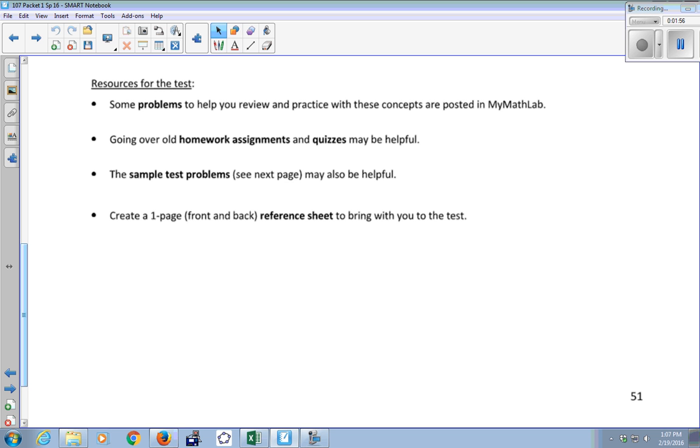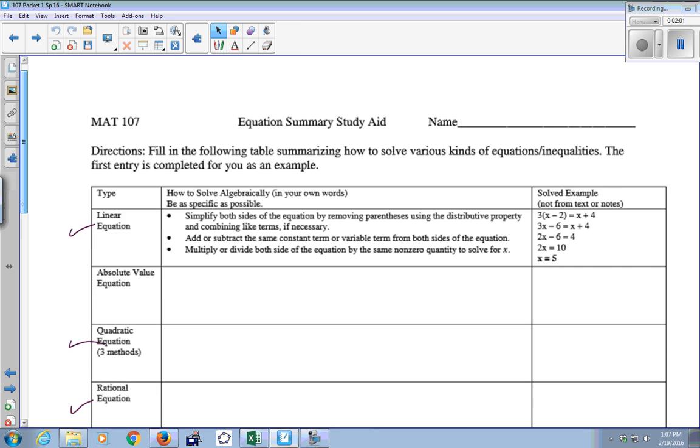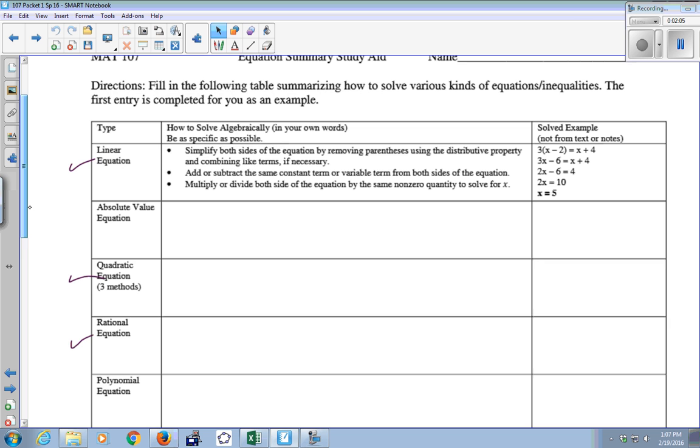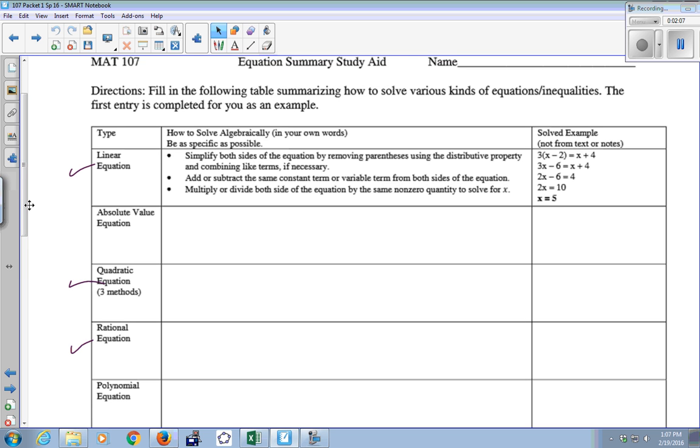Yes, the outline I gave you, you can use. So if we go back a couple pages, this is part of your packet. It's page 49. It's just a little summary table that you can use maybe as the front of one of your note pages, and you can summarize all the different kinds of equations that we now know how to solve, and you will be tested on for the test. So use that if you want as part of your 1 page of notes. Put anything else you want on the back of it.